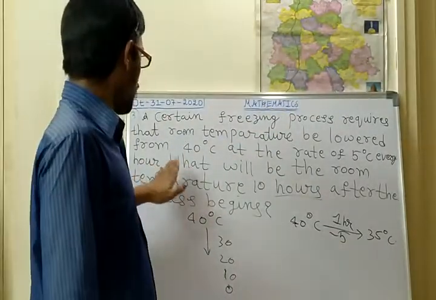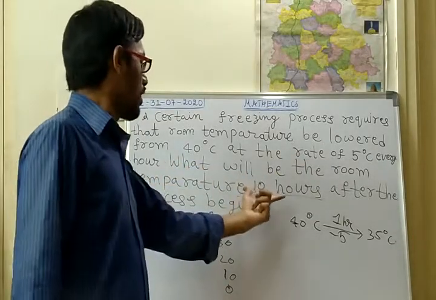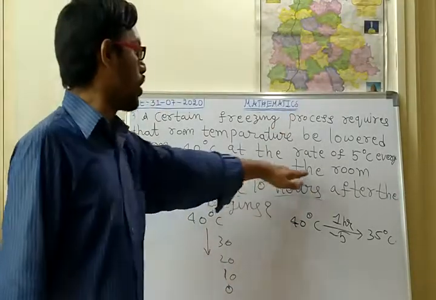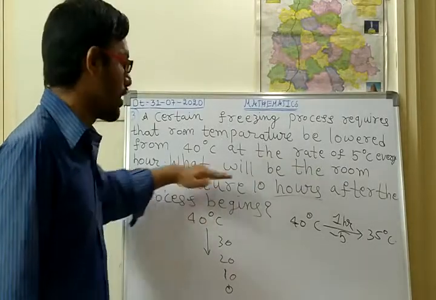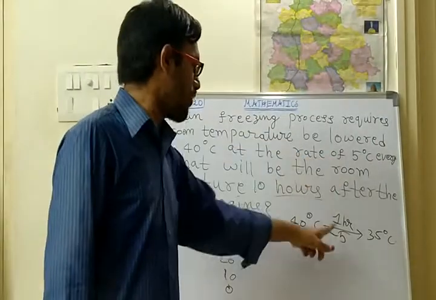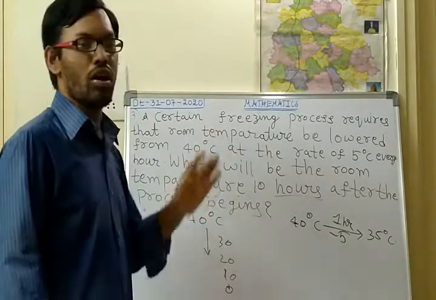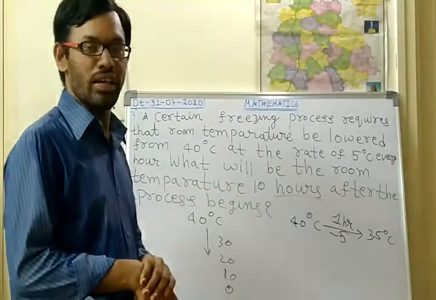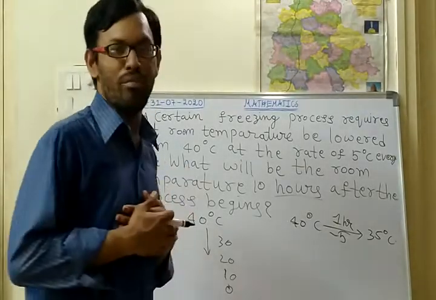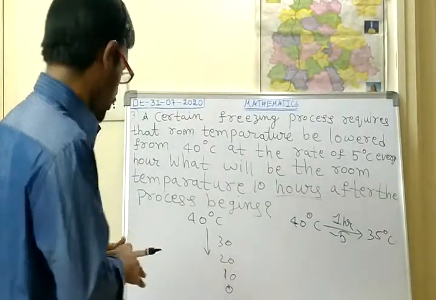Next, what is the question? What will be the room temperature 10 hours after the process begins? After 1 hour it is 35 degrees centigrade, so after 10 hours how much will it be? That is what he is asking. So how can you do this? With the help of a number line you can do it. See how you can use it.